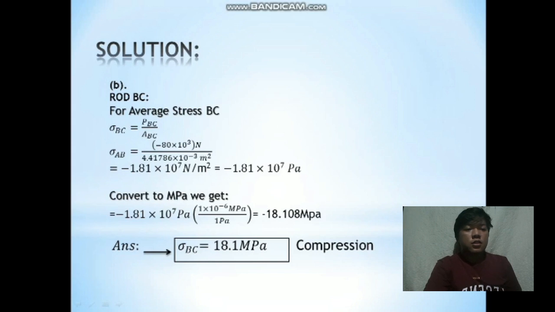So I get the average stress, which is negative 1.81 times 10 to the 7 Newton per m squared, which is also a Pascal. Then I converted it again to MPa, so I get this answer, which is negative 18.108 MPa, or we shall say it is also equal to 18.1 MPa, which is a compression force.